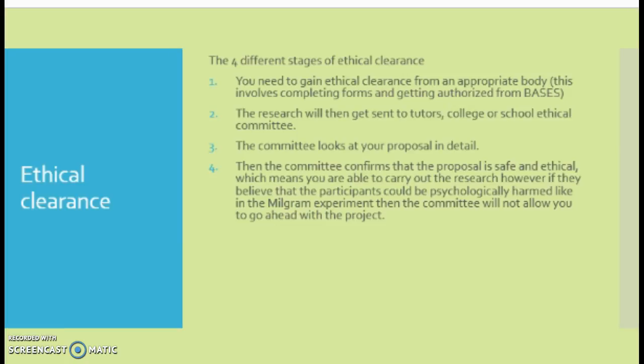This will involve completing forms for both the participants and the researcher. The participants will have to sign a consent form which tells the participants what they will be doing. If the participants are under the age of 16, then a parent or guardian will have to sign the consent form for them. In the form, there will be detail about the warning and risk which the participants could come across, and there should also be a right to withdraw if the participants want to withdraw from the project at any stage. The research will then get sent to the tutor's, college or school ethical committee.